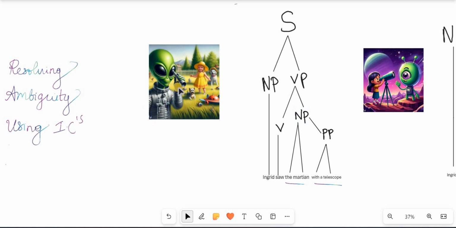The Martian with the telescope, that is what we call the noun phrase. That noun phrase is a part of the verb phrase. Saw the Martian with the telescope, that is what we have represented here. I hope that it was clear.